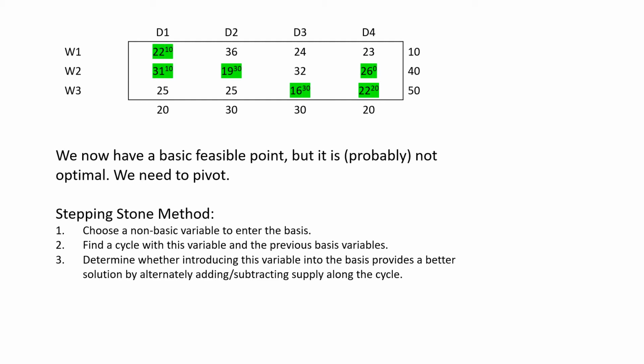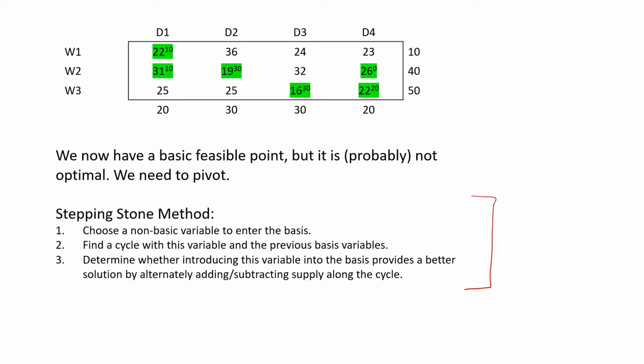So here's what we figured out. Now we have a feasible point, but it's probably not optimal. In a linear program, when this happens, you have to pivot. So how do we pivot in this? We use something that's called the stepping stone method. And this tells us how to pivot.